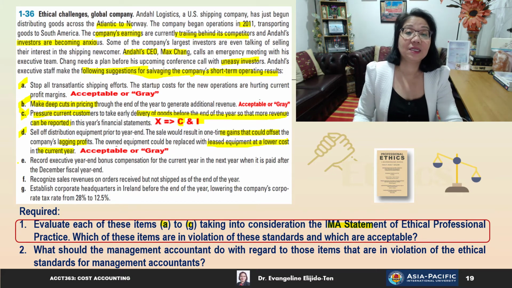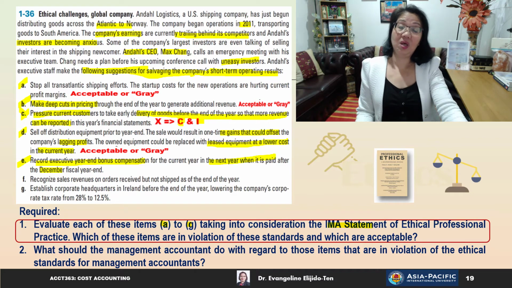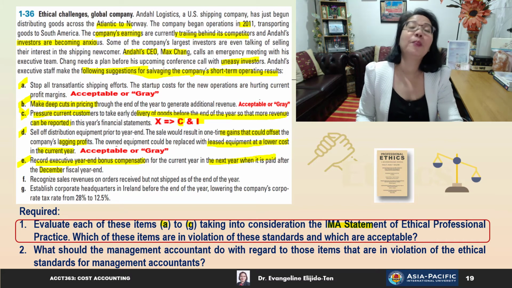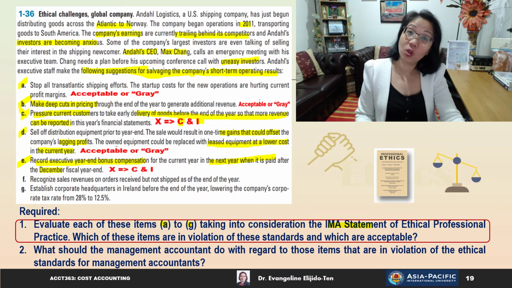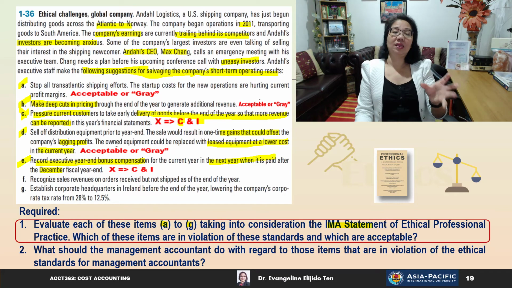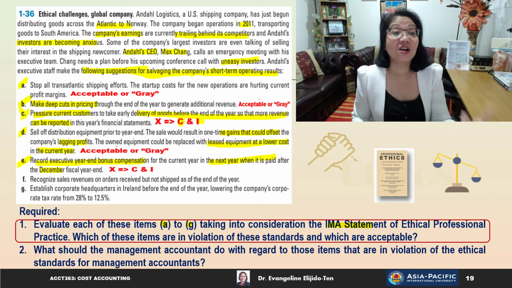What about letter E? Record year-end executive bonus compensation for the current year next year when it is paid after the December fiscal year end. Is this ethical or not? Well, this is actually again misleading. So this will fall under the X, the violation of what? Again, of integrity as well as credibility.